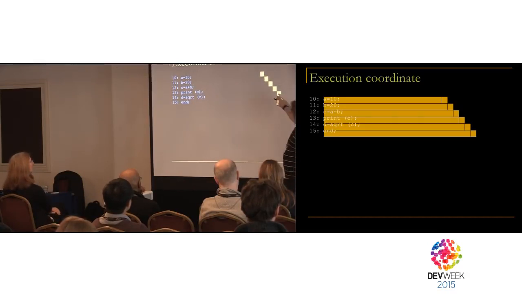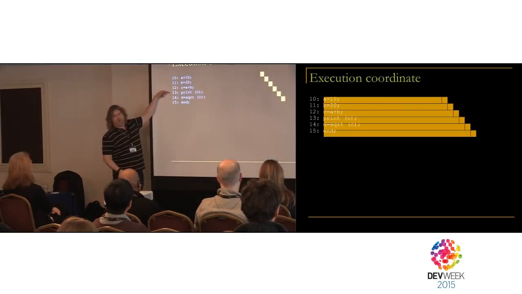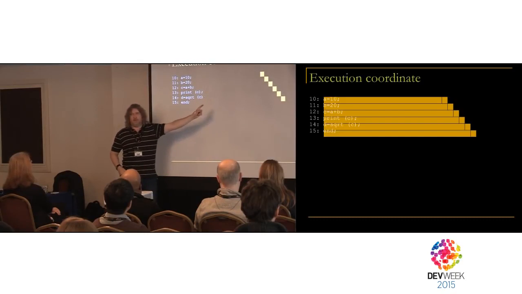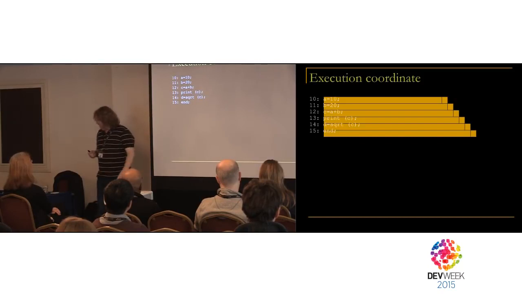So what this picture shows us is a correspondence between the location in the program and an instant in time. So in Dijkstra's terms, this is a good execution coordinate because the one thing, say line 13, represents both the position in the program and that instant in time. So that works. Okay?